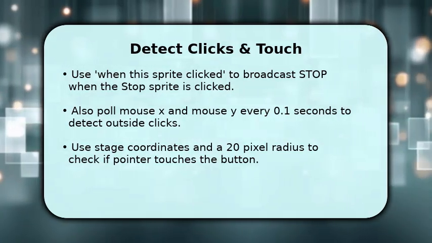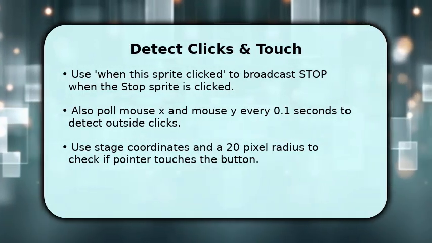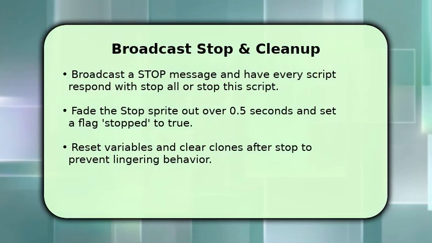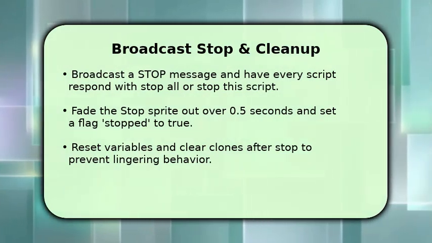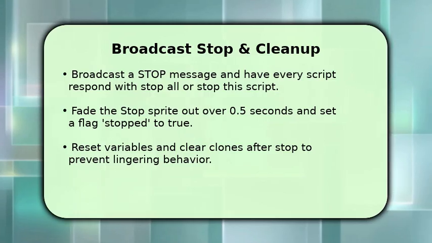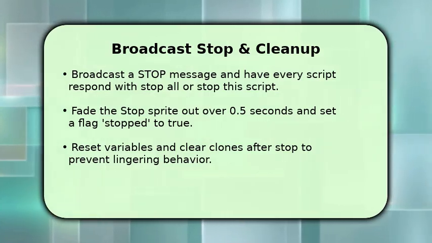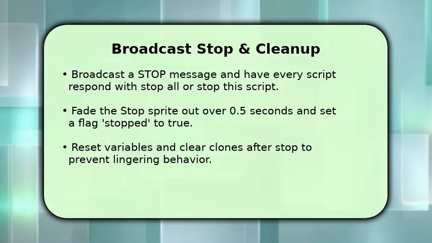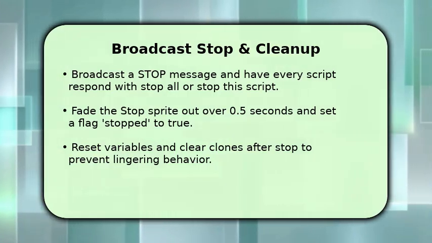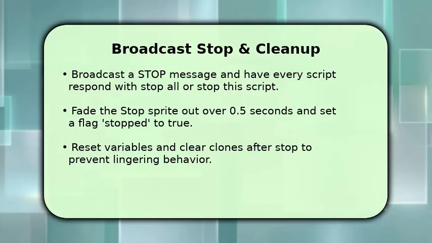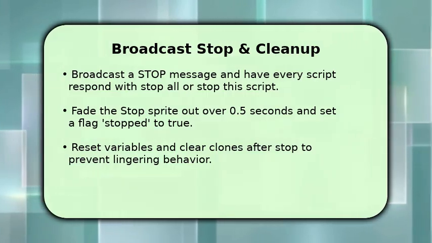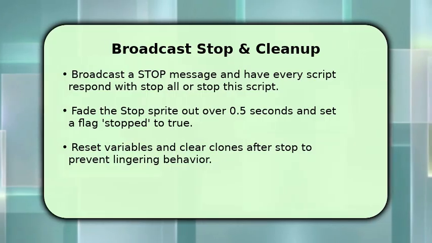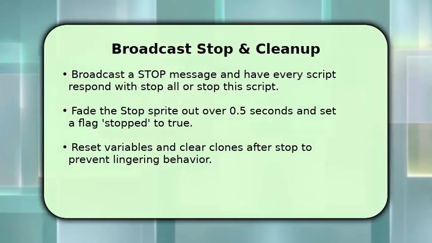When the stop event is detected, broadcast a global stop message immediately. Broadcast a stop message and have every script respond with stop all or stop this script depending on desired behavior. For UI feedback, fade the stop sprite out over 5 seconds and set a Boolean variable called stopped to true. Use that variable to prevent new scripts from starting. Finally, reset important variables and clear any.